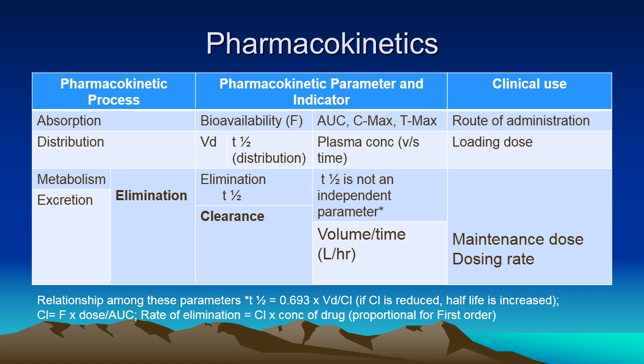Half-life is calculated by dividing volume of distribution by clearance and multiplying by the natural log of 2, and therefore we can say if clearance is reduced, half-life is increased. So we can also say half-life is not an independent parameter and is dependent on volume of distribution and clearance. There is a linear relationship between the elimination rate and concentration of drug for first order kinetics, and the constant is clearance.